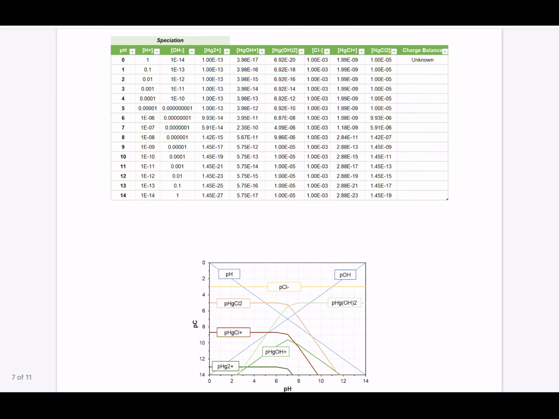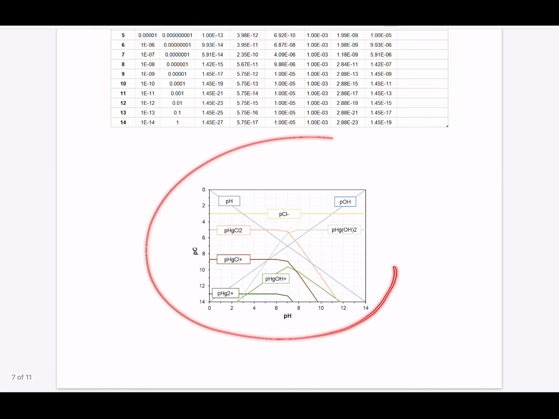So this would be basically what we mentioned. And then we can also check the assumption that we made, that the combination of this one plus 2 times this one would still be very, very small compared to this one. So the major part is basically Cl minus. And this is basically the speciation.